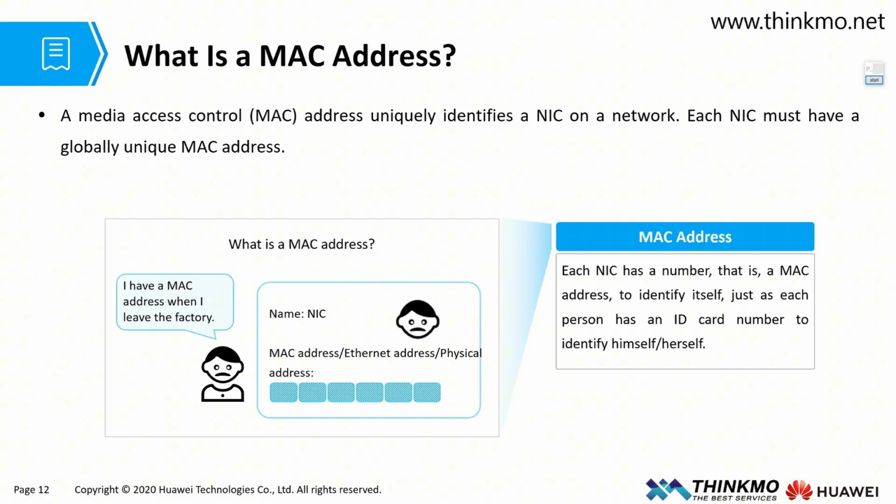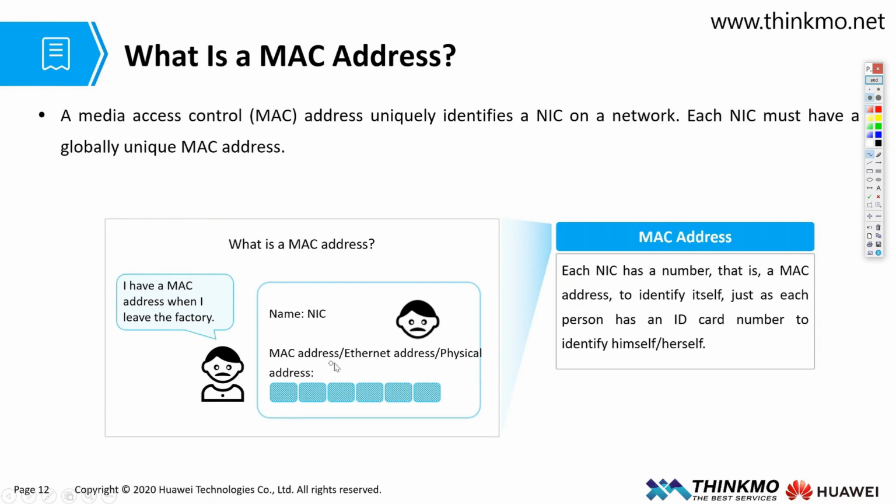A MAC address is used to uniquely identify a network card within a network. Each network card must have a MAC address. For example, in the diagram we have here, each network card must have its own number called a MAC address to identify itself, just like everyone has their own ID card. The MAC address is globally unique and non-repetitive, and it is directly embedded into the chip when it leaves the factory, so we don't need to configure it at all.